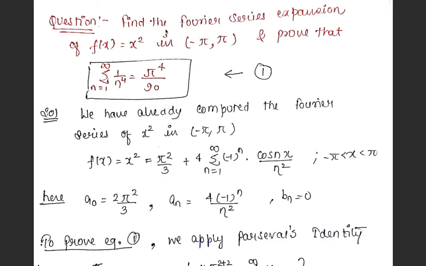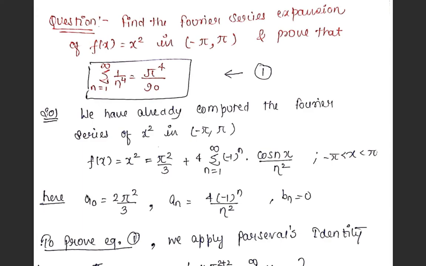We have already computed this in the second lecture, and it is given by this expression. f of x, which is x square, has the Fourier series expansion pi square by 3 plus 4 summation n from 1 to infinity minus 1 to the power n multiplied with cos nx by n square, where x is varying from minus pi to pi. a0, an and bn I have written distinctly, which you can see here.